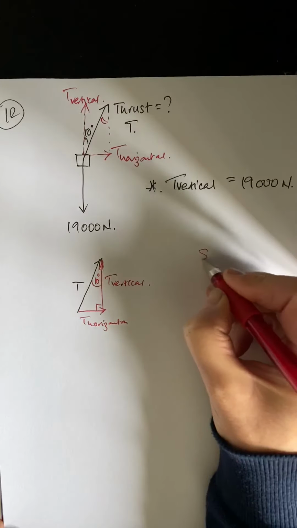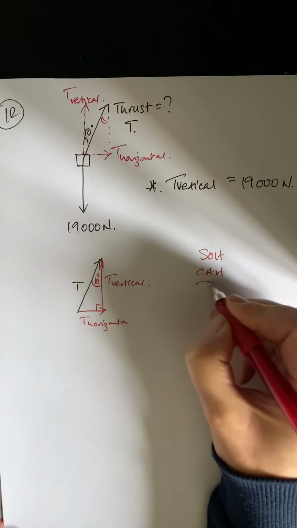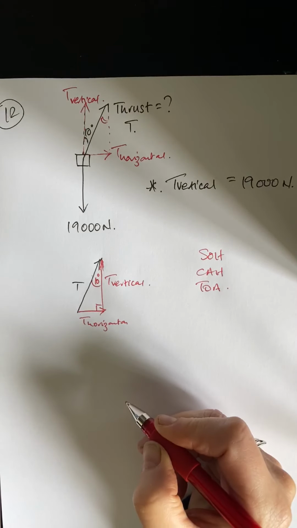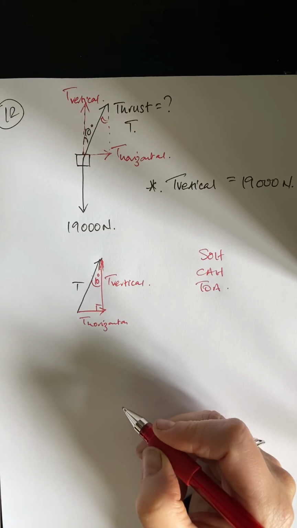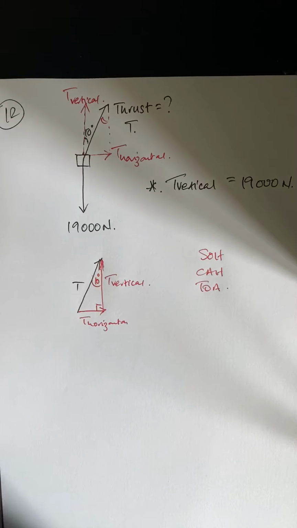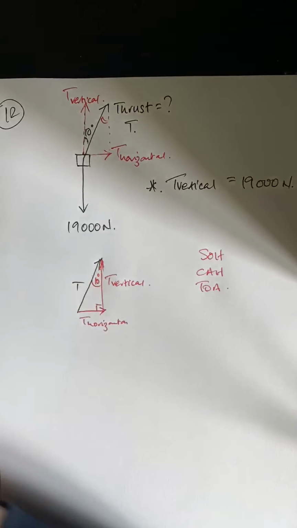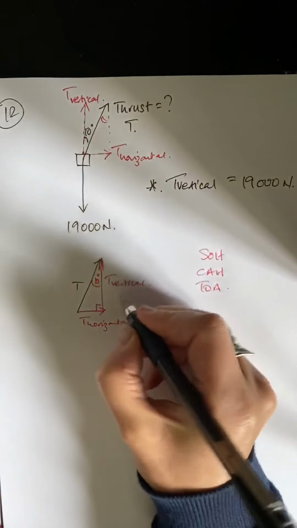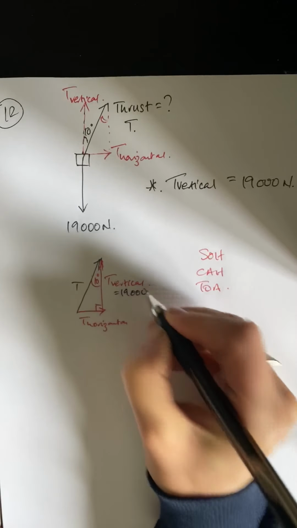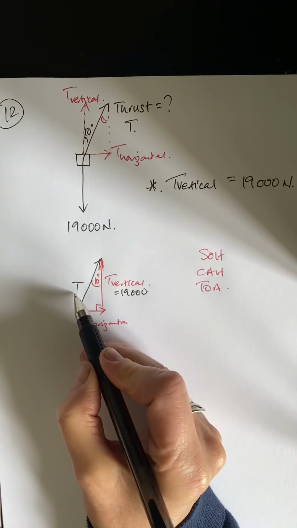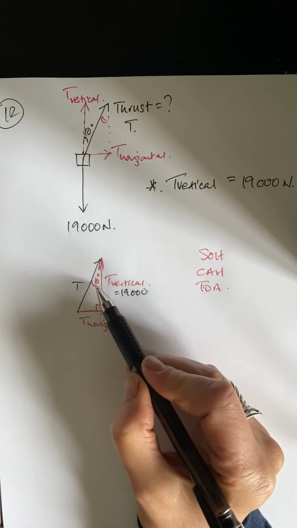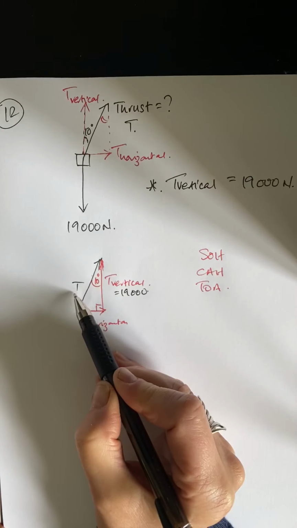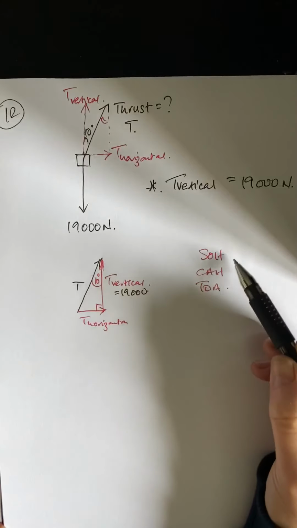Okay, so we're going to use SOHCAHTOA or one of those to work out what T is. We know T vertical, and that is 19,000. And T is what we're looking for. So we've got the adjacent side, and we're looking for the hypotenuse. Which one of these three are we going to use?